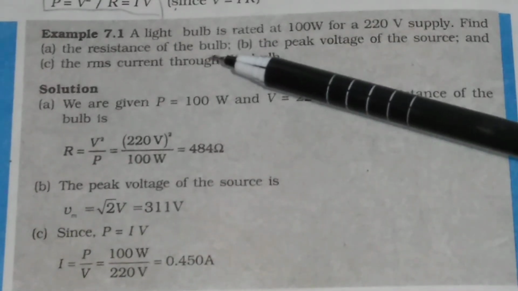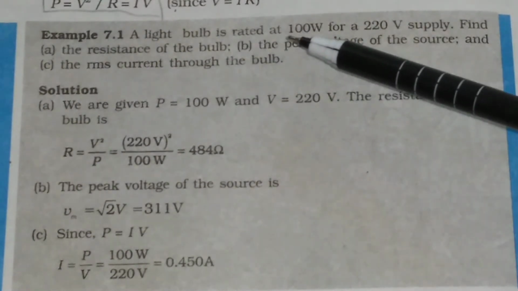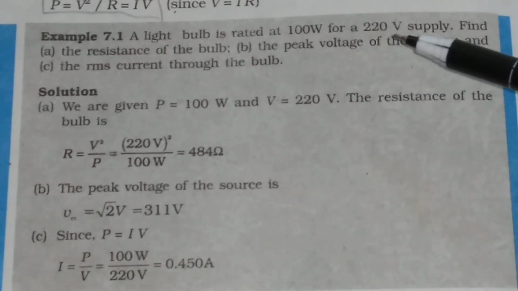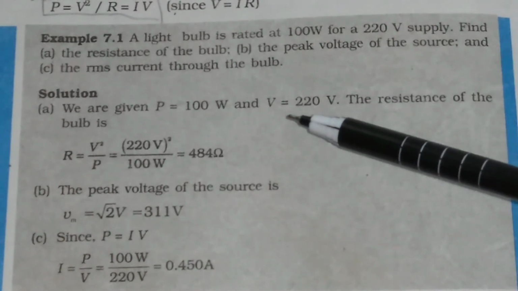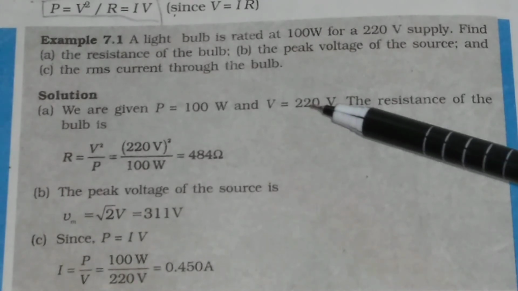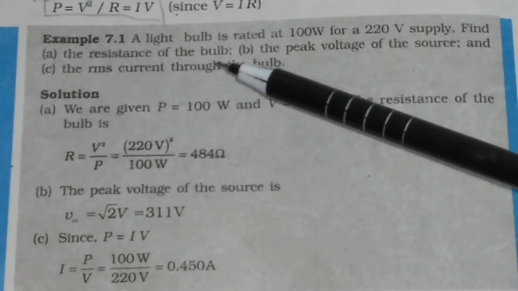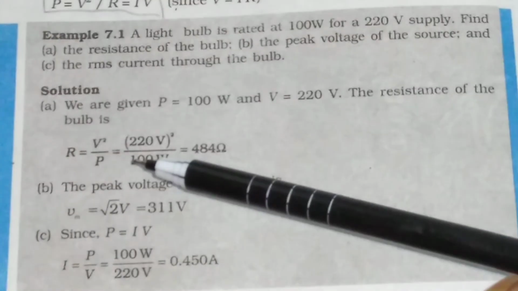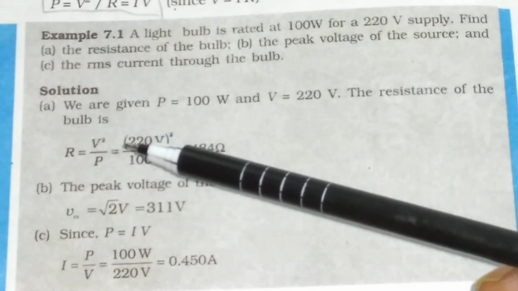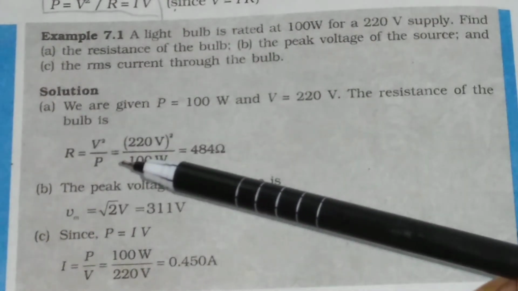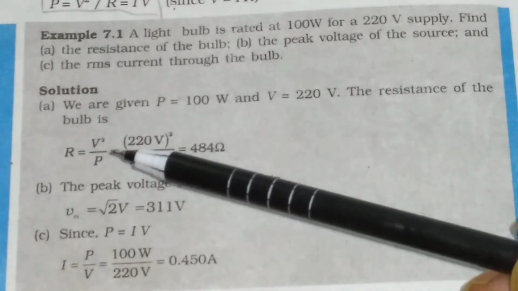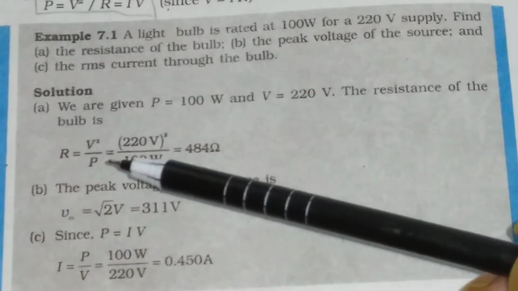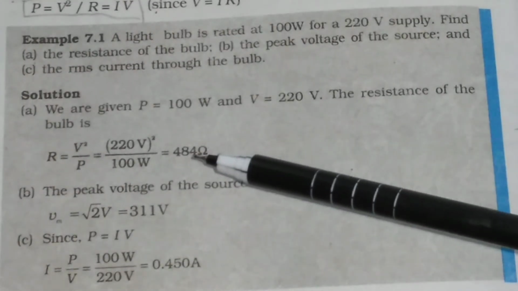Now let us work out a problem. A light bulb is rated at 100 watt for a 220 volt supply, that is, the power of the bulb is 100 watt and the potential is 220 volt. Find out the resistance of the bulb. The resistance of the bulb is given by the formula V square divided by P, because power is equal to V square by R, so R is equal to V square by P. V and P values are given, so R can be calculated: 484 ohm.